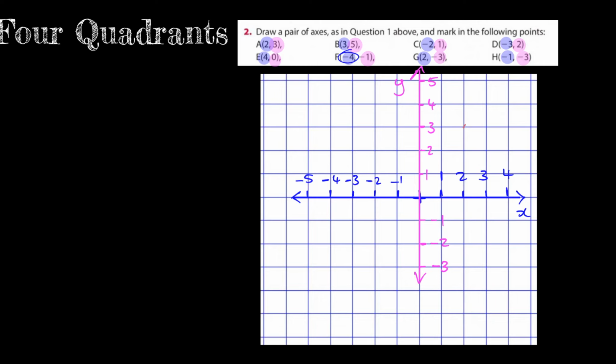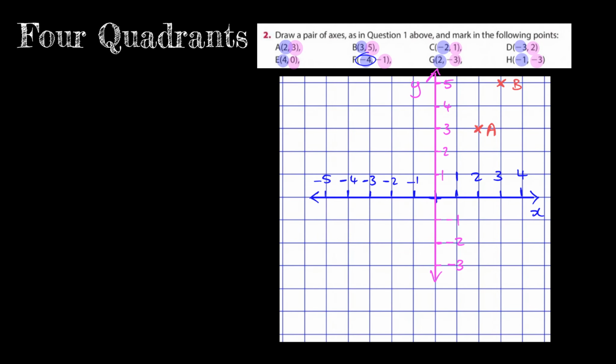I'll fill in the first one for you, which is point A. The second one is 3, 5, so go to 3 and go up 5. We go to 3 on the x-axis and go up 5, and that gives us point B. I'll give you a second to fill the rest in, and then I'll fill them in for you.